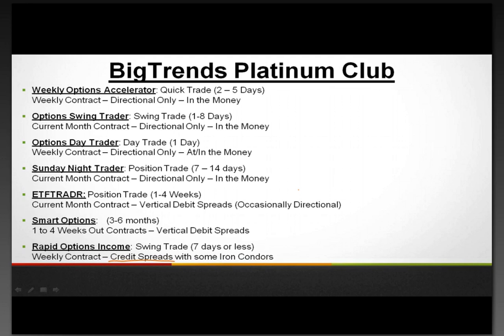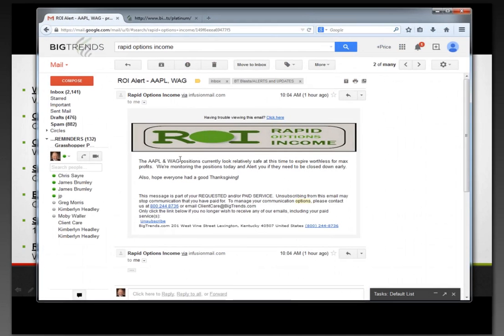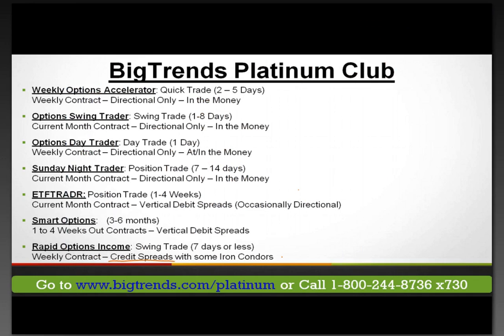And so Rapid Options Income is a great tool where we had 2 trades this week on Rapid Options Income weeklies on Apple and Walgreens put credit spreads, and they both are safe to expire worthless for max profits. We send these kind of alerts. This was sent an hour ago, saying we're monitoring. We'll send you an alert if we need to close anything down. But in the meantime, with credit spreads, you get to let those options go out worthless the majority of the time, pocket that money, and go in and do it the next week. We love using weeklies with that approach.